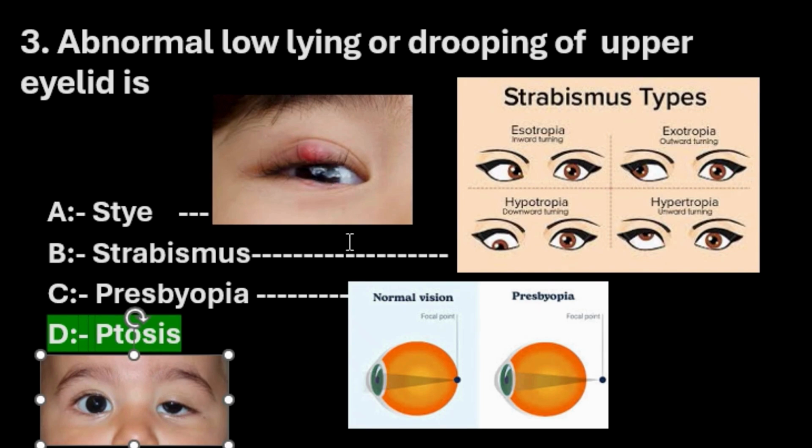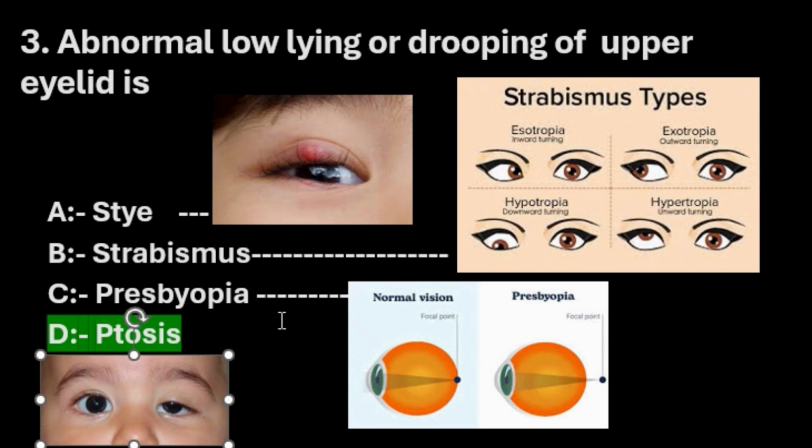Then strabismus, you can see different types here in this figure. It is where the eyes are not pointing towards one focus. You can see both the eyes are in different directions. So according to the direction, you can classify this like esotropia, exotropia, hypertropia. You can see the different subtypes of strabismus as well.